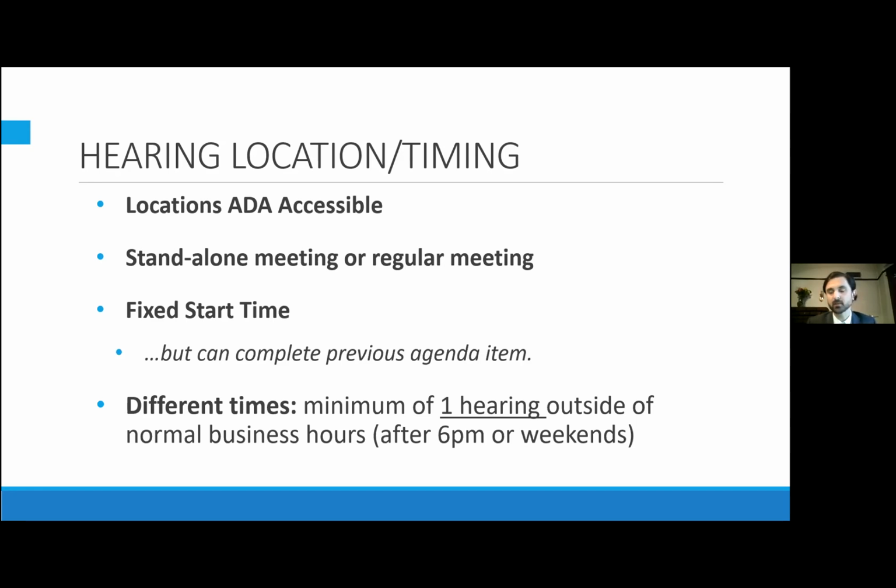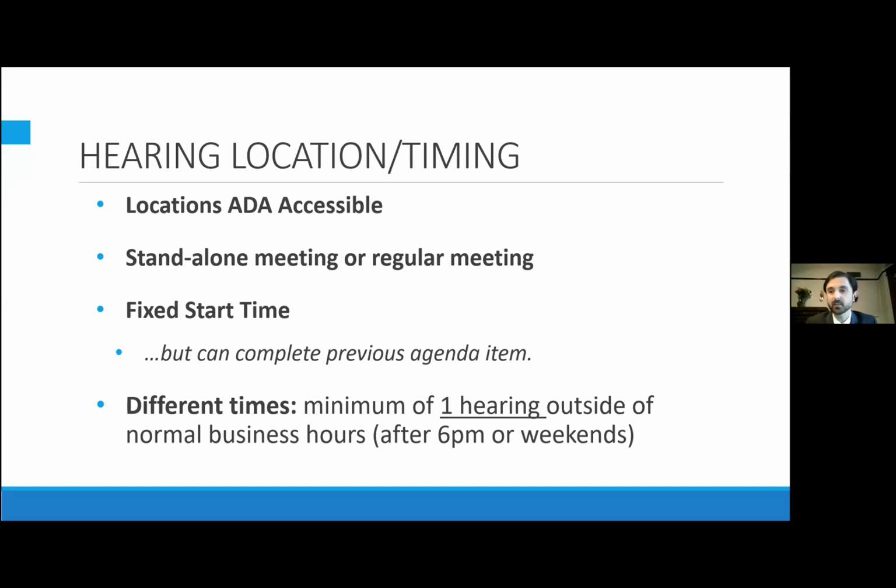There's one last requirement to keep in mind on timing, and that's one of your 4 hearings, and it can be any one that you choose, has to happen outside of normal business hours. So that means after 6 p.m. or on weekends. The goal here is so that people who work 9 to 5 jobs have at least one opportunity to participate in this process.